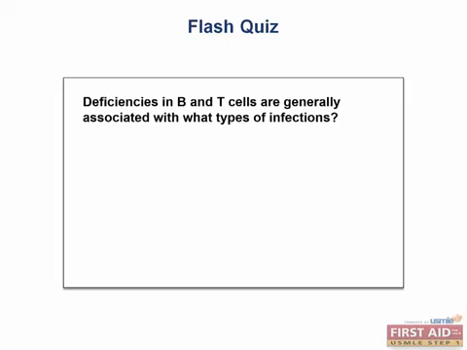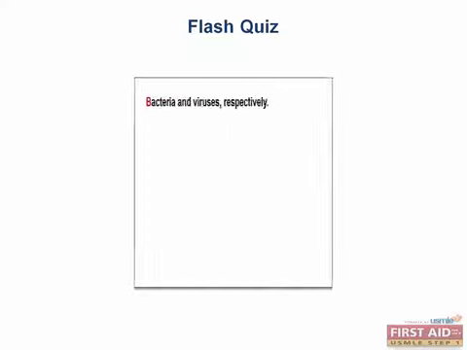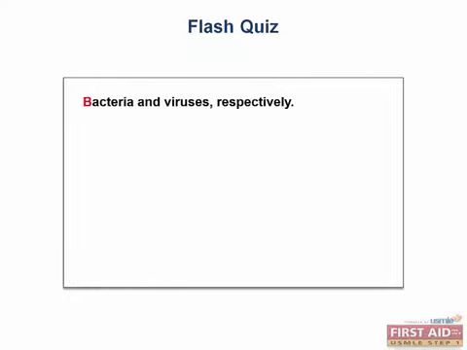Deficiencies in B and T cells are generally associated with what types of infection? Just to drill it in. Bacteria, B cells for bacteria, and T cells for viruses, fungi, TB.